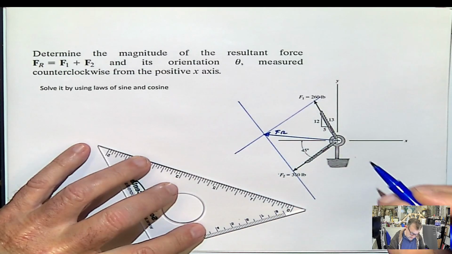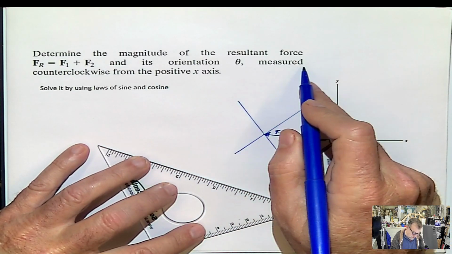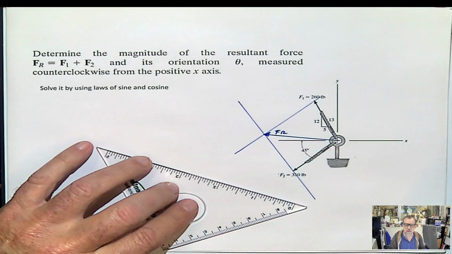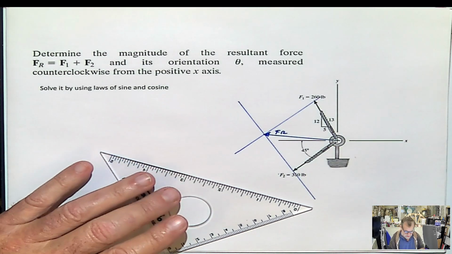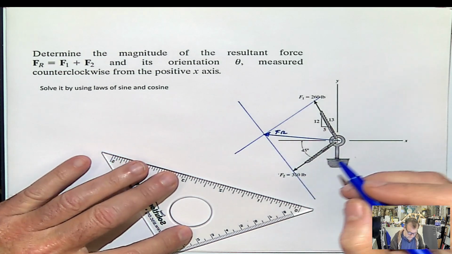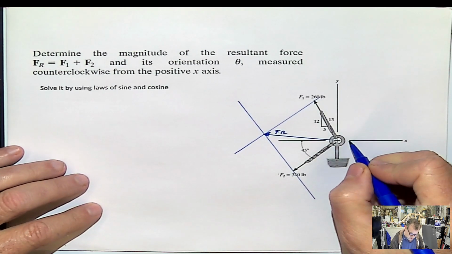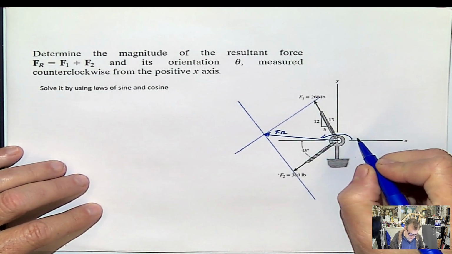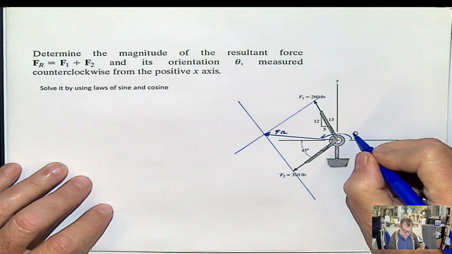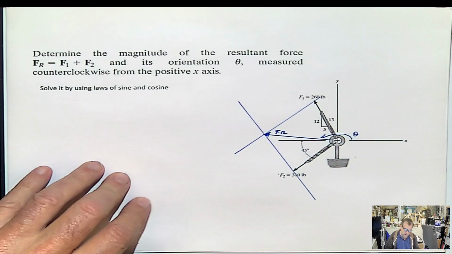And of course, the angle, it says measured counterclockwise from the positive x direction. It shouldn't say that because it's implied. Every time that you mention direction, it is positive counterclockwise from the x-axis. So this is basically the direction that we are looking for in this problem.